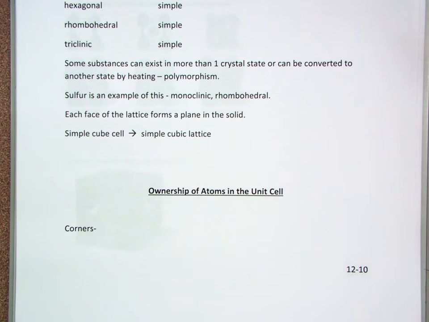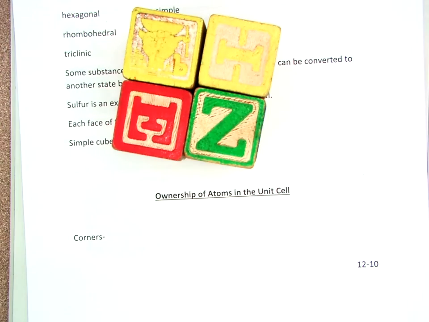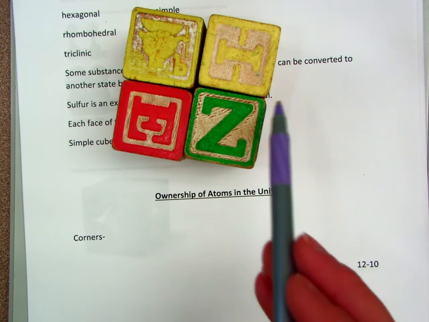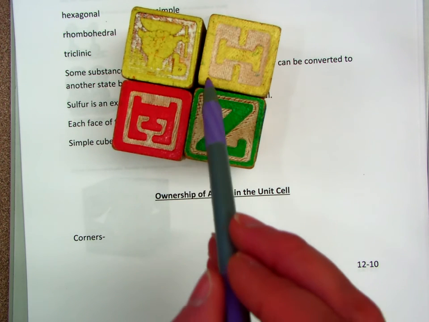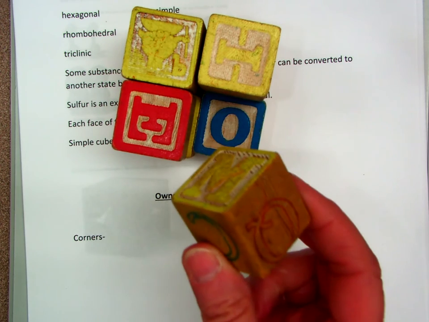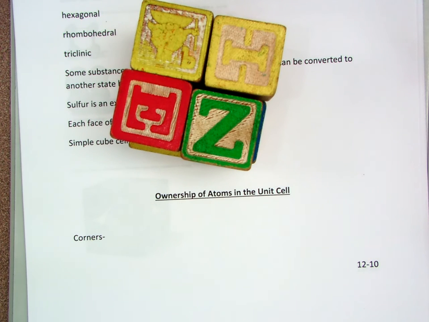So when we think about these different cells, I want you to think about a three-dimensional arrangement of these cells. In a simple cell, we have an atom at each corner. So I have an atom at every corner, and when we start stacking them together, where they're sitting together, they share an atom. So if I have a corner atom in a cubic cell, how many cells share that corner?